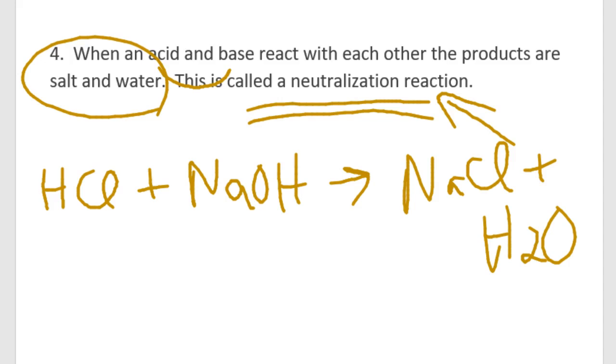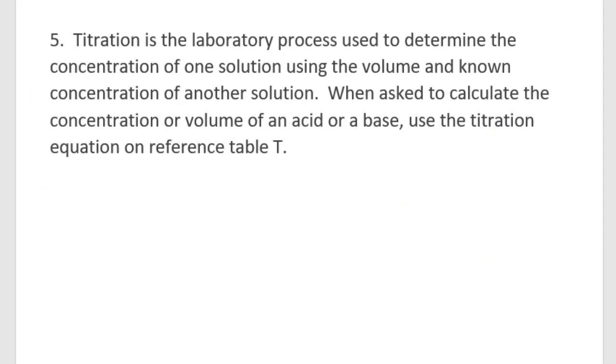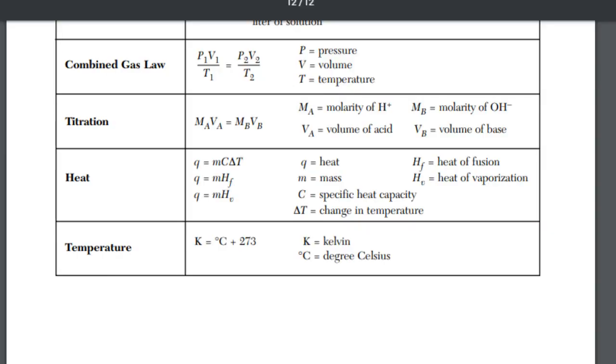Let's move on to number 5. Okay, so now we have number 5. Titration is a lab process, and it's used to determine concentration. You use one solution versus the other. So it's perfect for acid-base chemistry. The reference table T has the one equation you need to know for acids and bases. So let's go take a look.